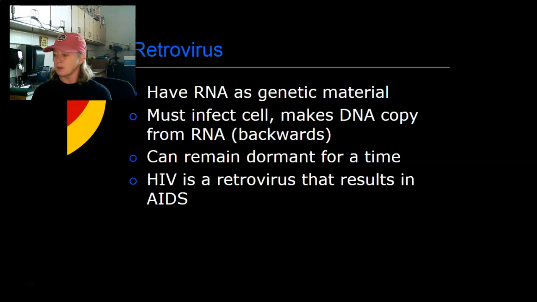All right, retroviruses have RNA as genetic material. They must infect the cell. They make a DNA copy from RNA. They use reverse transcriptase to do that. And then they can remain dormant for some time, and then they might trigger the lytic cycle. HIV is a retrovirus. It's probably the most common, well-known retrovirus, and it results in the disease AIDS.